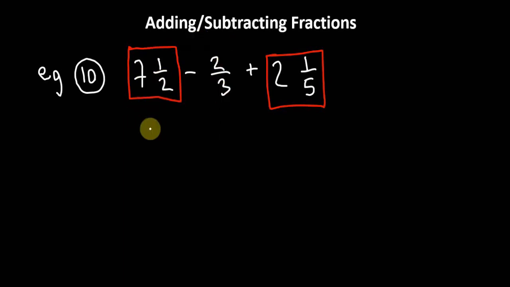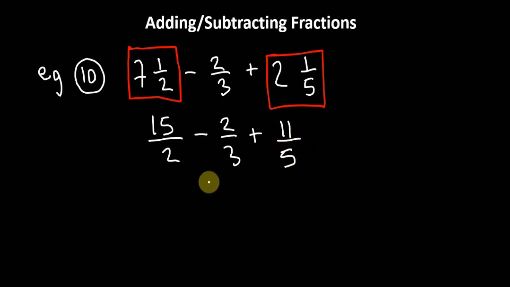When we convert 7 and 1/2 to an improper fraction, we'll end up with 15/2 minus 2/3. So we'll just keep the 2/3 here. Bring the plus sign here. 2 times 5, that's 10, plus 1, that's 11/5. Now from here, we can either use the LCM method or the whole idea of equivalent fractions. I'm going to demonstrate both, but let's start off with the LCM method.